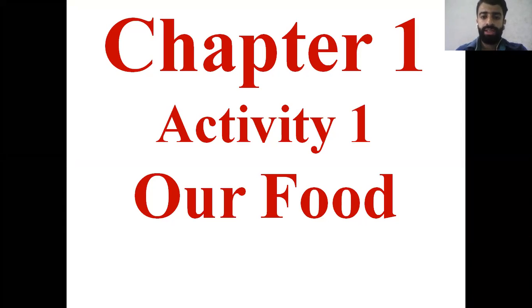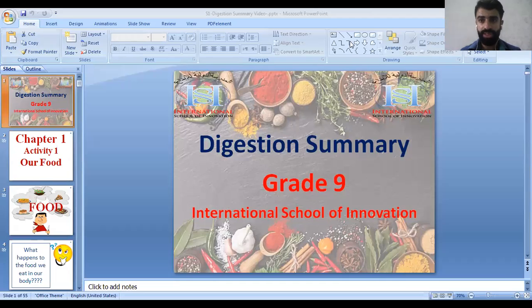Chapter 1, Activity 1, our food. In this chapter, we're going to talk about the digestive system. What do we eat? What are the different forms of food? And what are the final results? What happens to the food inside our body?